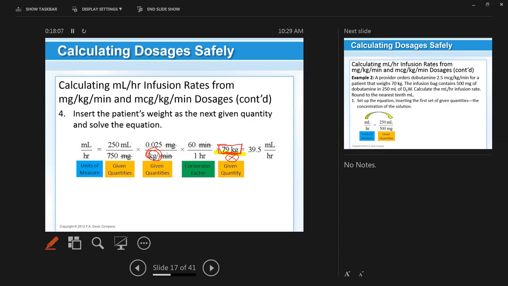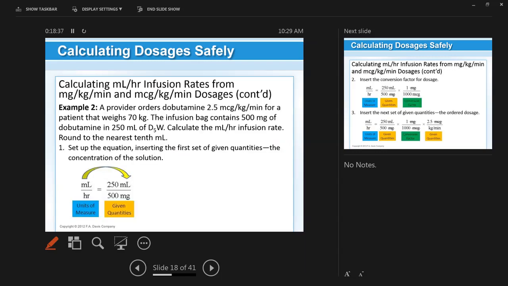So this week in Respondus, it would say to answer the question using only the numbers, no label, and it would also note that you should round to the tenth. So we would enter this into Respondus then as just 39.5. The box on Respondus will be labeled for milliliters per hour already for you, so you won't need to do anything with that.